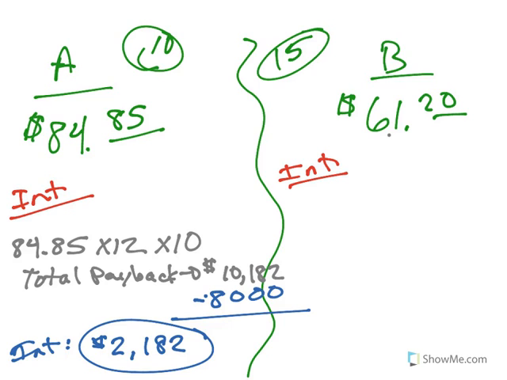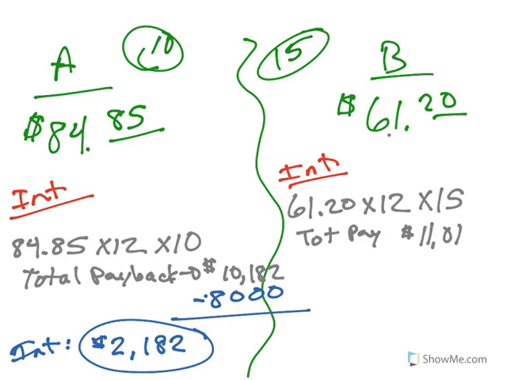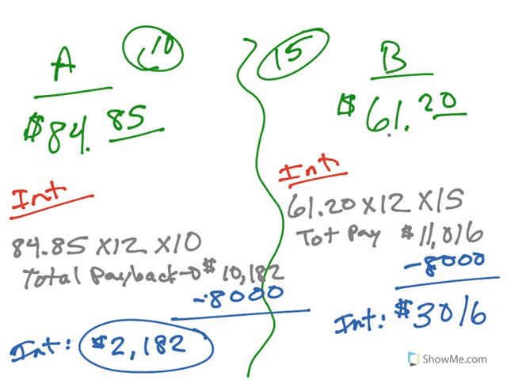Now for loan B, I'm paying $61.20. If I multiply that by 12 to get a full year, then I multiply by 15 to give me 15 years, because remember, loan B is a 15-year loan. So this gives me a total payback of $11,016. Again, I only borrowed $8,000. So that means the interest for loan B is $3,016. So I'm paying almost $900 more in interest to have this loan stretched out for 5 more years.